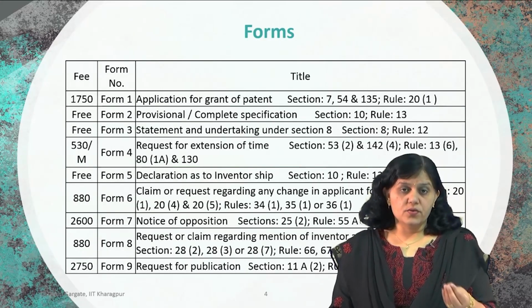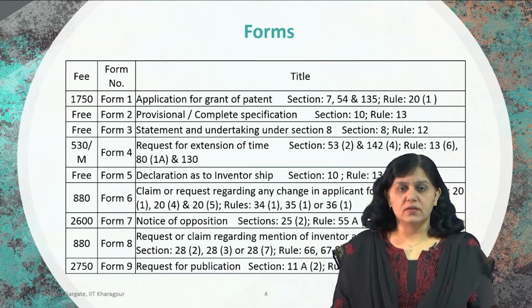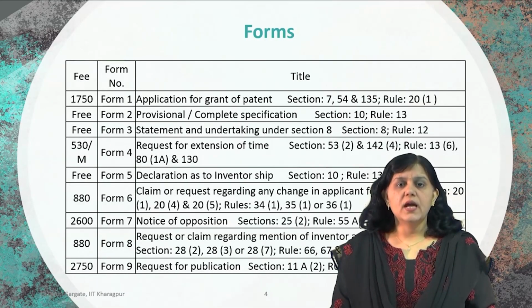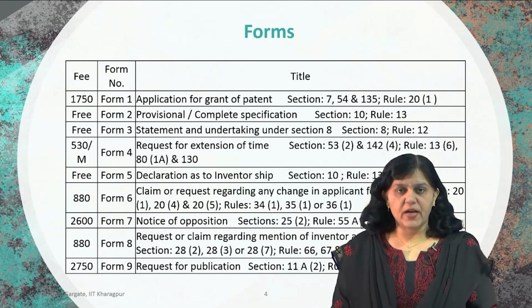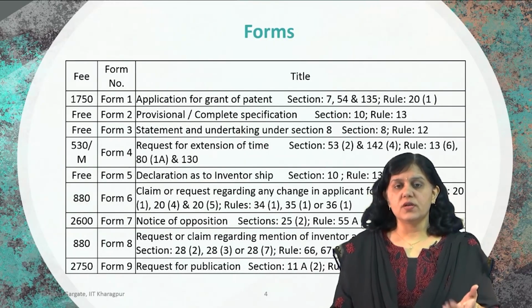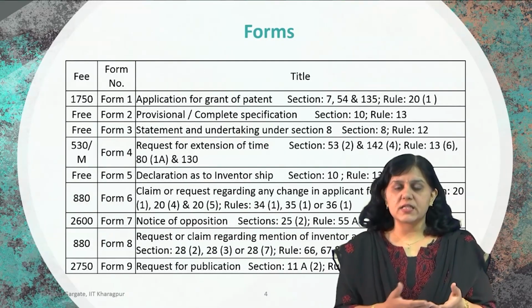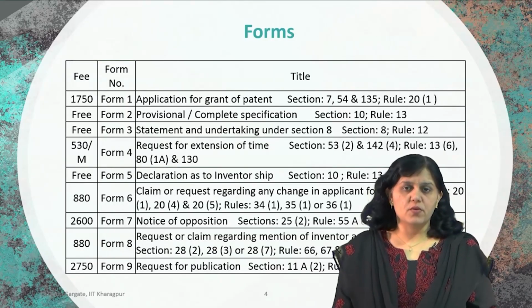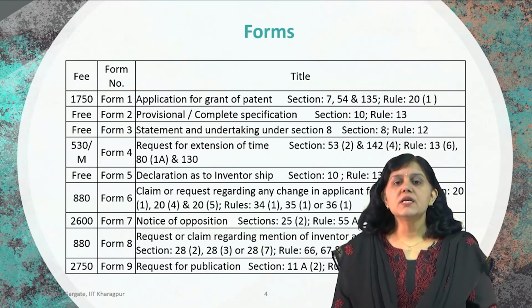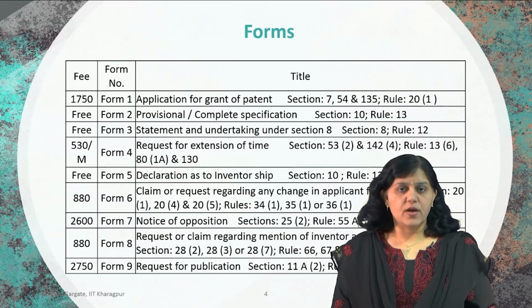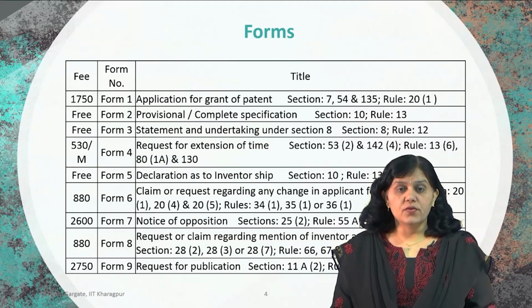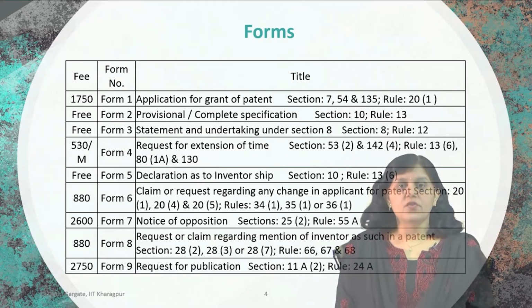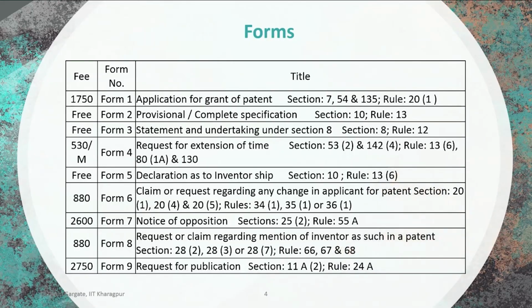If you want to use that facility, you are filing it on that form 4, and you have to pay 530 rupees per month of extension, right. So if you want, say, a 3 months extension, then 530 into 3, that much amount you have to pay, and it is according to section 53, 142 and rule 13, 80 and 130. Then if you want to file form 5, that is a declaration of inventorship, it is again free, right.